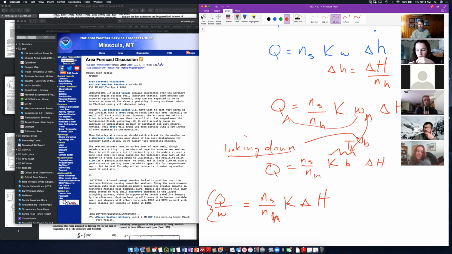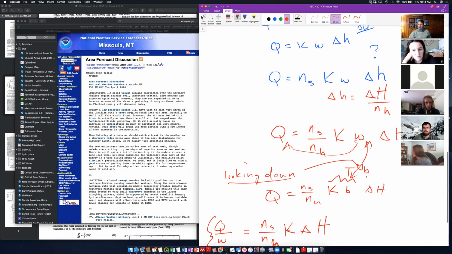I guess what I mean is transmissivity is K times B. But that means that B is locked up on the right side of the equation, and we can't break it out.